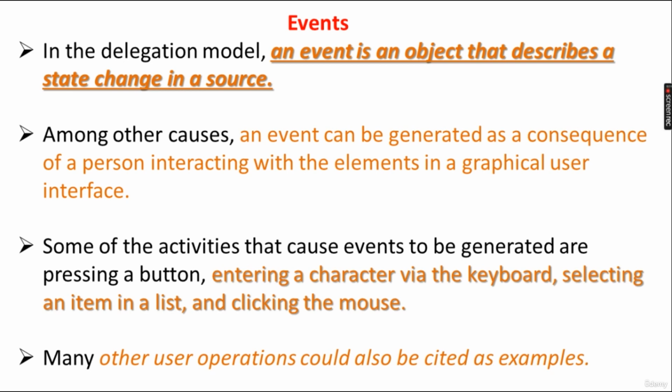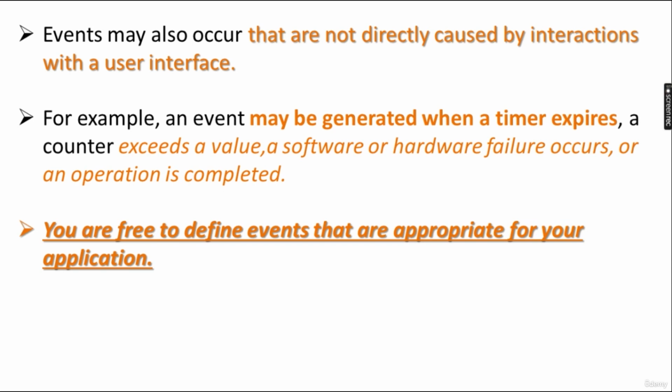Among other causes, an event can be generated as a consequence of a person interacting with the elements in a graphical user interface. Some of the activities that cause events to be generated are pressing a button, entering a character via the keyboard, selecting an item, and clicking the mouse. Many other user operations could also be treated as examples.